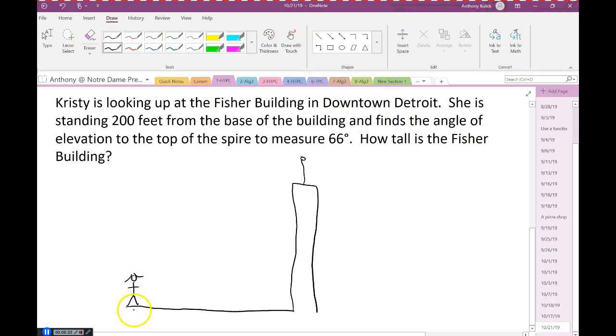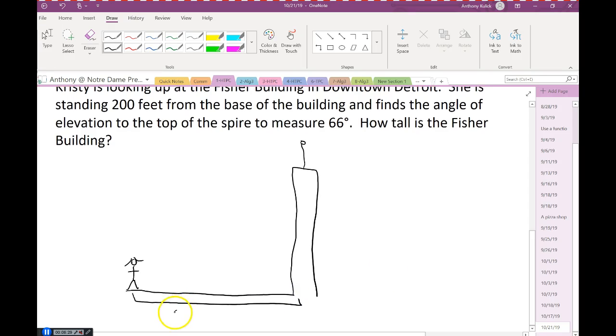Okay. So we're told she is 200 feet from the base of the building. Would you like her, like, Pippi Longstocking haircut there? No, she's not looking at the sun, though. It could be sunny out. If you want Christy to have sunglasses, you can draw in some sunglasses.